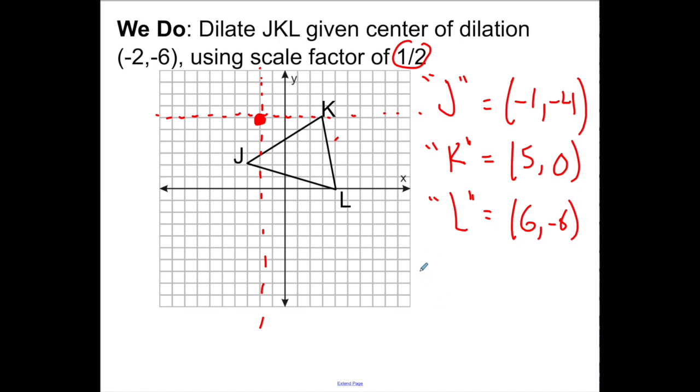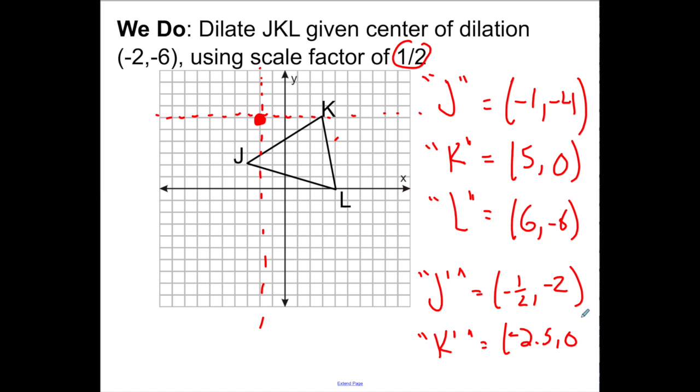Now we apply our scale factor. So we have J prime, supposedly, would be -1/2, -2. K prime would be 2.5, 0. 0 is nice and easy to multiply. And L prime, in quotes, would be 3, -3.